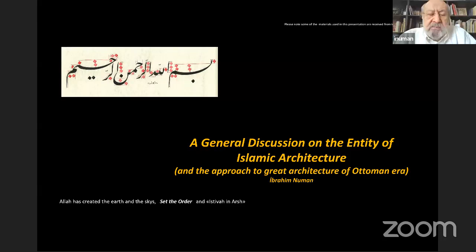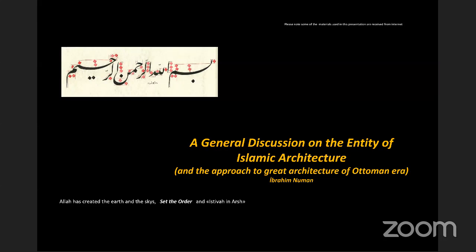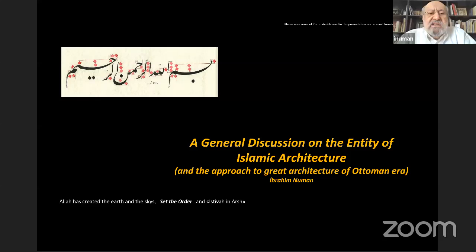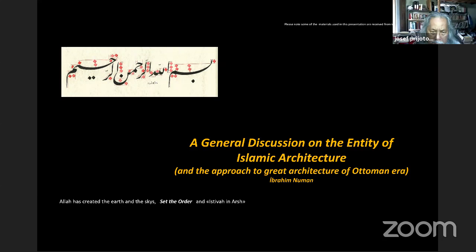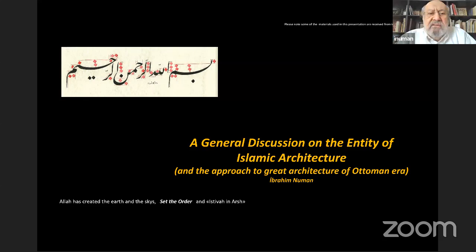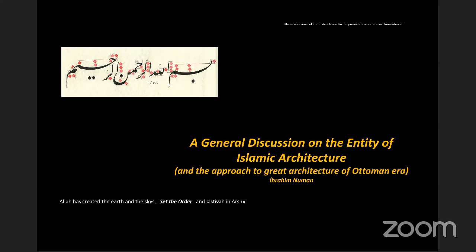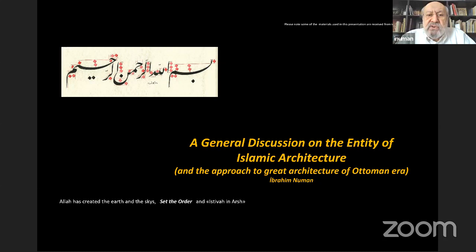As you see in the calligraphy of Bismillahirrahmanirrahim, there is a very great and very distinct order. Everything is in its place. The dimensions of every single word, every single curvature is set according to an order, so there is no shift from this order. So where does this come from? How do they approach this orderly art, orderly calligraphy, orderly architecture in Islam?